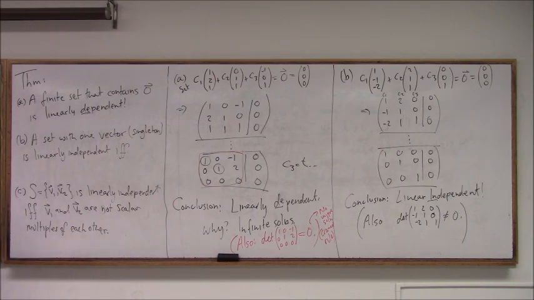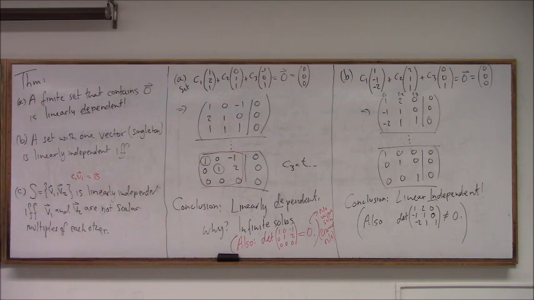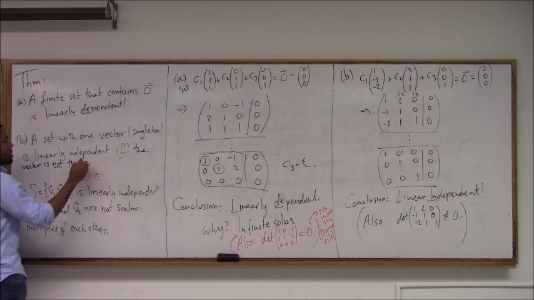A set with one vector, it's linearly independent if and only if what? All right, so there's literally just one guy to worry about. C1 V1 equals the 0 vector. It's not the 0 vector, right? Because if this guy is the 0 vector, then any C1 will work, not just the trivial solution. So he has to not be 0 for this to be independent. So if the vector is not the 0 vector.